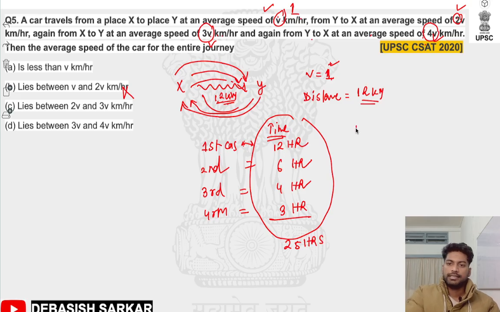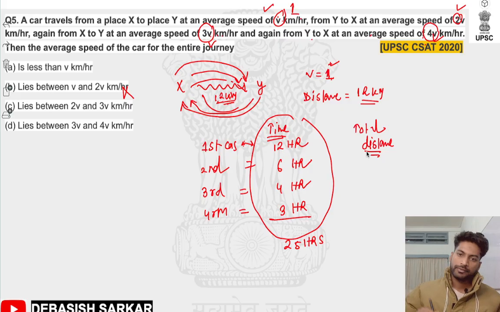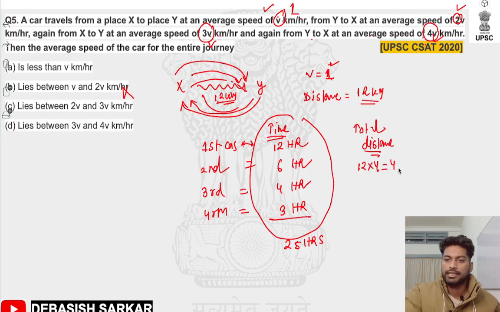And total distance, tell me total distance. Don't judge my handwriting, okay, this pen I'm not used to it. So total distance, they are doing the up and down 4 times, of 12 km. So 12 km stretch 4 times, so 12 into 4, the distance will be 48.